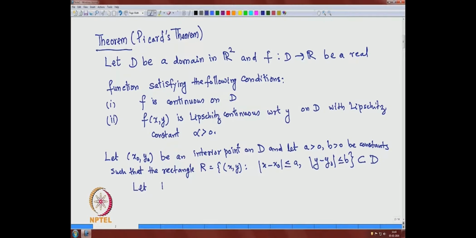and let M be a constant defined by the maximum of the function |f(x, y)|, where x, y is in R. This maximum exists because f is continuous, and we take x, y to vary in the rectangle, which is a closed set inside D, therefore this maximum exists. And let's define another constant h equal to the minimum of A and B by M.